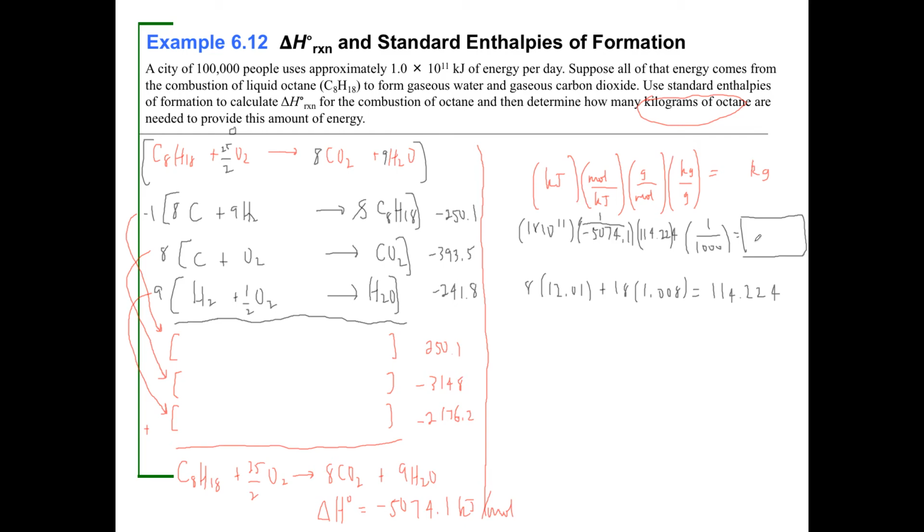right, times 114.224 divided by 1,000. Okay, so it looks like it's going to be 2 million. Is that right? 2 million. This answer here then is going to be 2.251 times 10 to the 6 kilograms of octane.